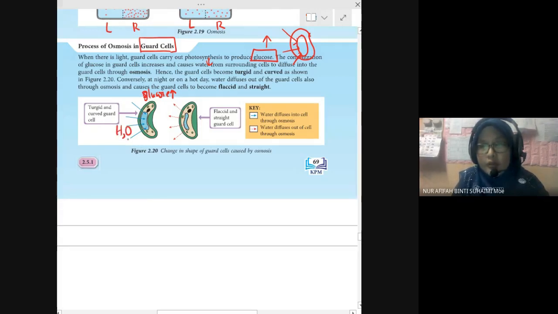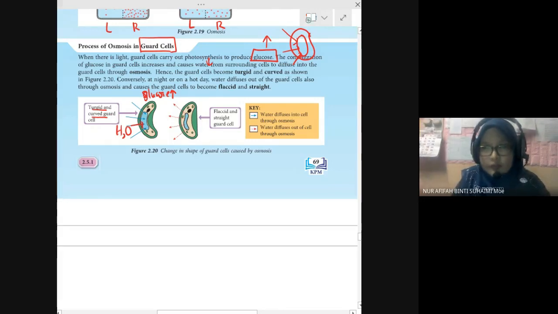The water will diffuse into the guard cell. Then when the water diffuses into the guard cell, it will become curved and turgid, turgid and curved, because it is full of water.